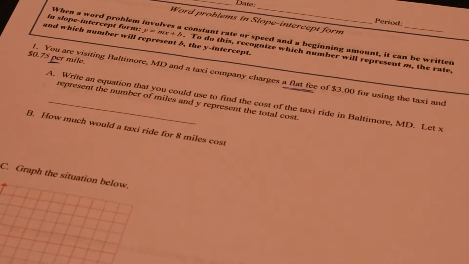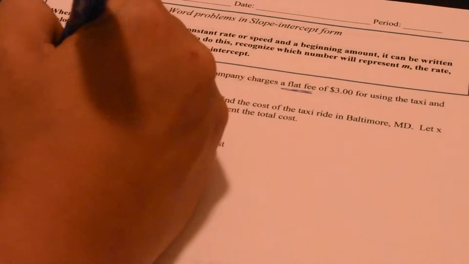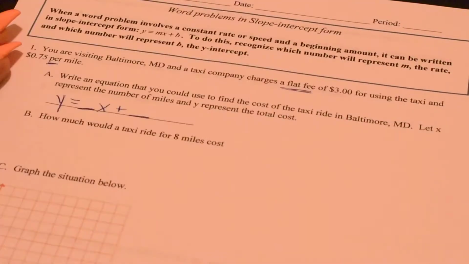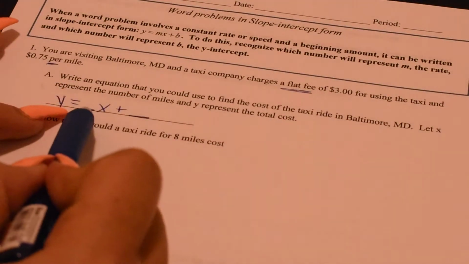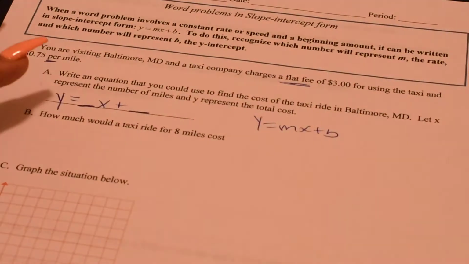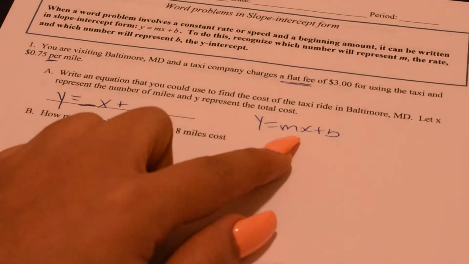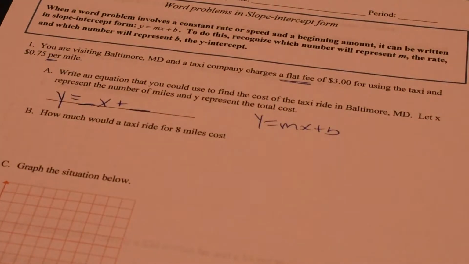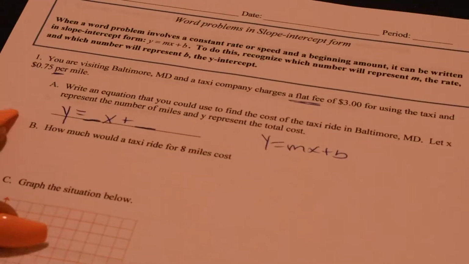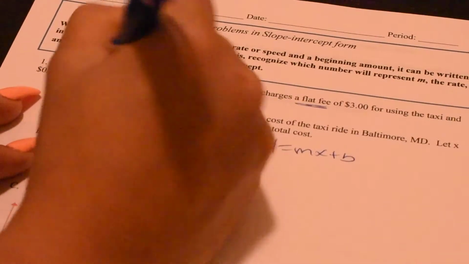So my equation is always going to be Y equals mx plus b, right? So Y equals something X plus something. We said for slope M, I should see words such as per, each, for every. Here, it says per mile. So that 75 cents should be my slope. So I'm going to put 0.75x.